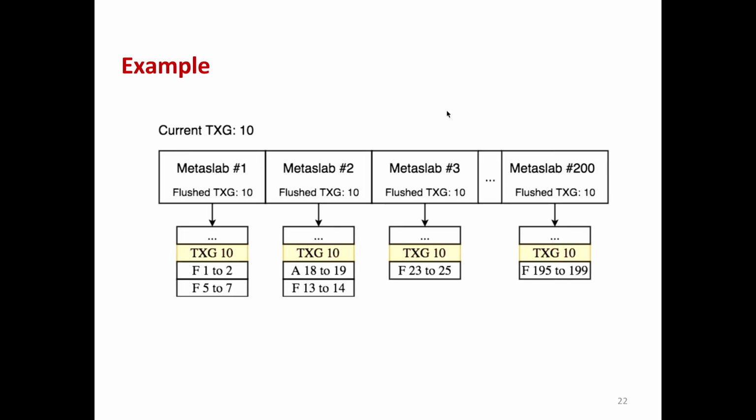So just to give a more pictorial example so people can understand what I just said, let's say that the current transaction group is 10, and we have 200 metaslabs. Let's say the number is fixed for now, and they were all flushed at TXG 10, the one that we just wrote, and you can kind of see their entries. So for people who want to get very detailed on this diagram, Metaslab 1 looks at blocks 0 to 10, Metaslab 2, 10 to 20, and so forth.